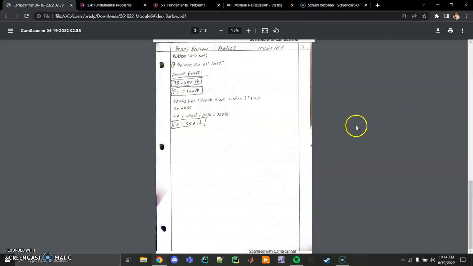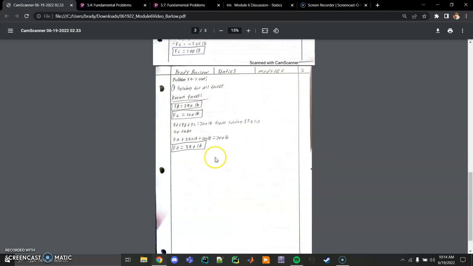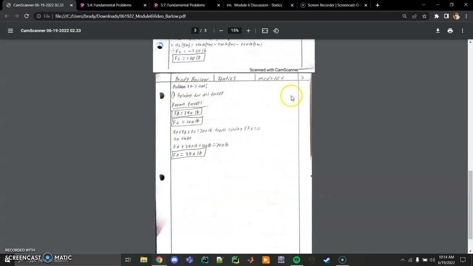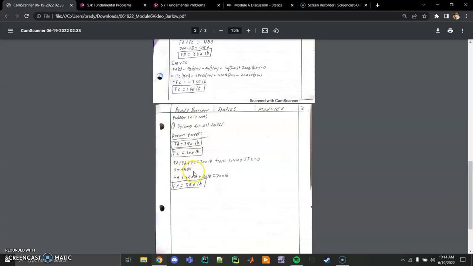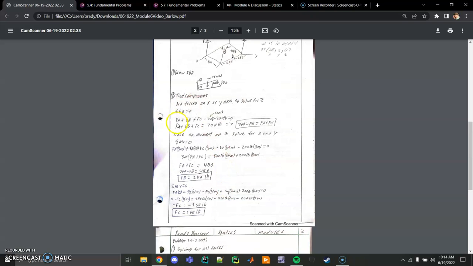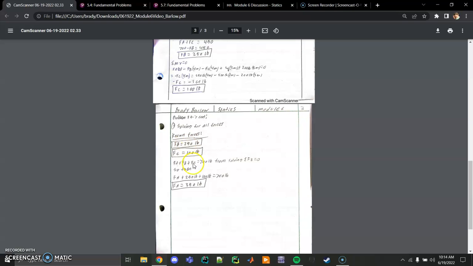I ran out of space on this page up above, so I went ahead and added it right here. Let's call it problem F5-7 continued. Right here, I'm solving for all the forces that need to be known. We already know that FB is equal to 250 and FC is equal to 100. So to easily solve this force, we use the equation we did for the forces in Z, which is FA plus FB plus FC equals 700 pounds. So we apply what we already know into this equation, and we're able to solve FA is equal to 350.